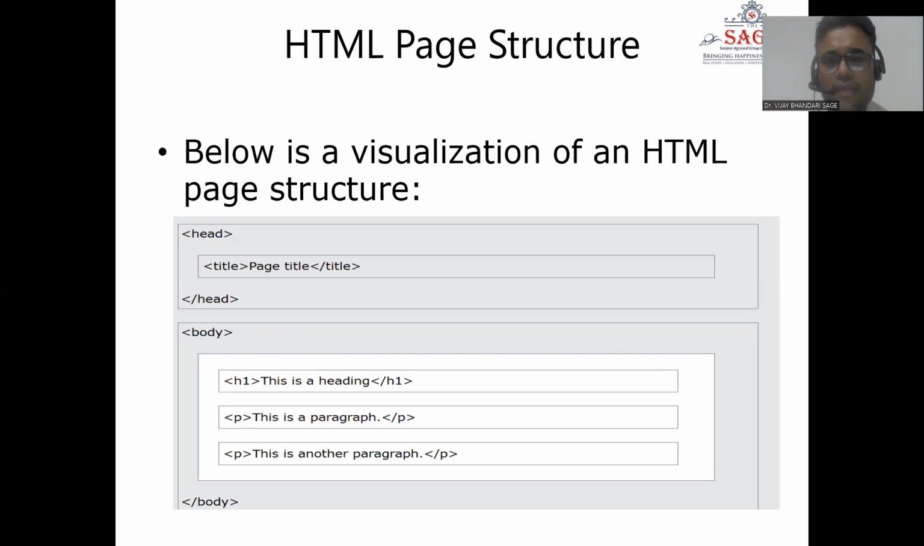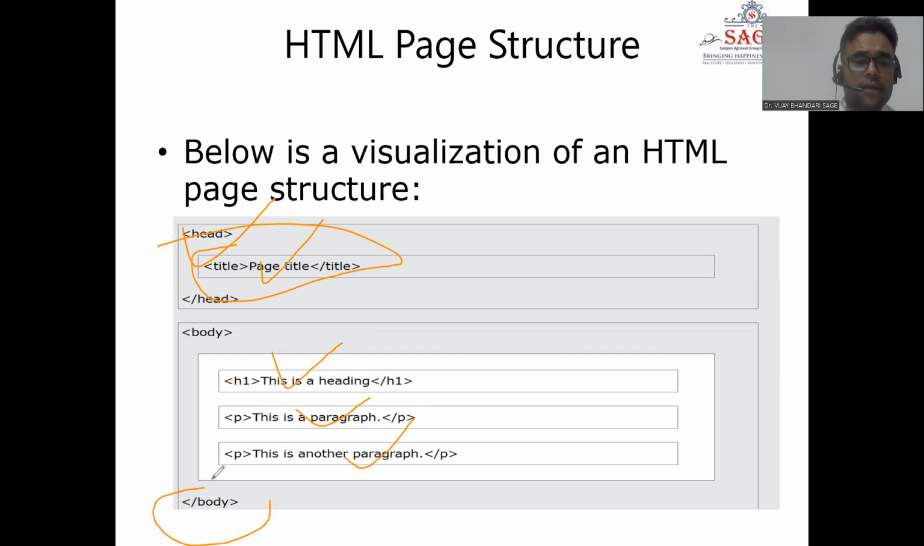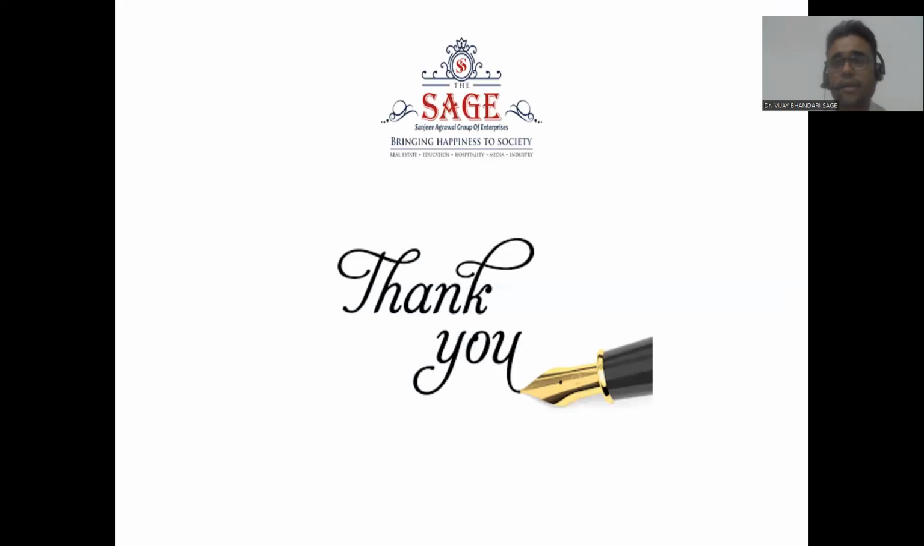This is the visualization of an HTML page structure. Here you can see the head, title. Within the head tags, it will be included in the title. Then we will start with the body, and we are showing the headings, paragraphs, including the paragraphs, and we are enclosing and ending with the body, and then HTML as well. So this will be saved with the .html or .htm extension, and then we can see all the documents, all the design creation in our web pages.